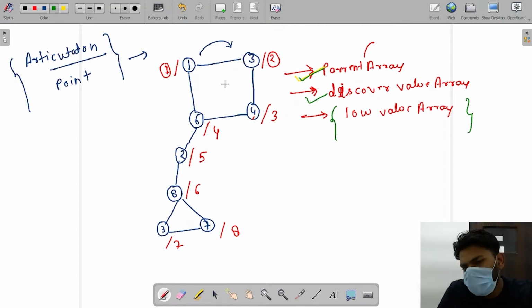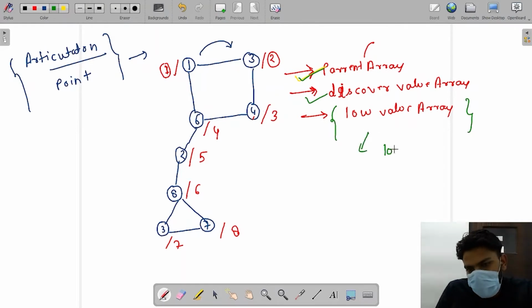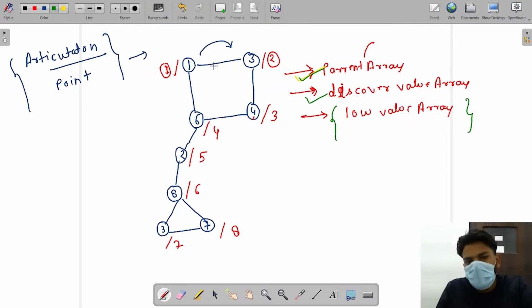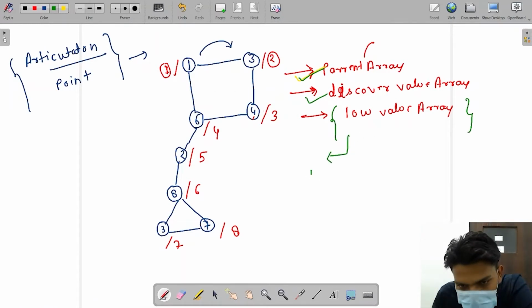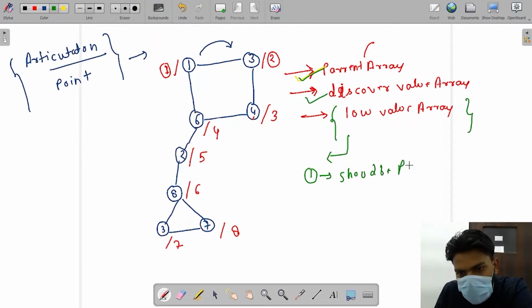After that, how can we find this low value array? How can we find this low value array? Okay, this low value array. So to find a low value array, what do we have to do? We have to just go to this stage. Okay, so what is the condition to find a low value array? The first condition: the vertex should point to a minimum discovered value.